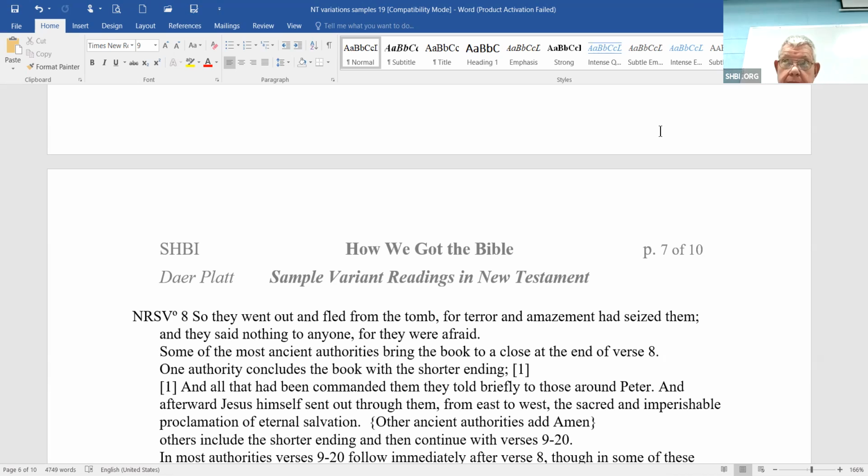So, and if you go back and you look at the longer endings of Mark, there's not hardly anything in them that's distinctive except the one thing that we like to make over in the modern era of Christianity. The signs that will follow those who preach the gospel. Take up snakes and drink poison.